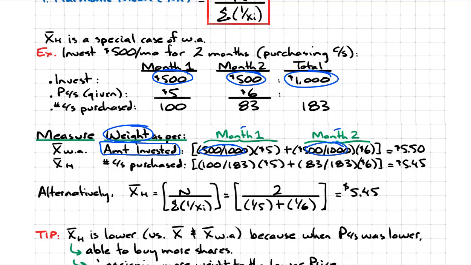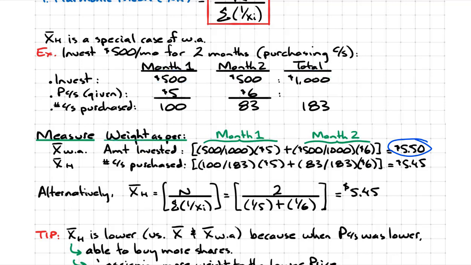So therefore, the month 1 stock price was $5. That gets a 50% weight. Month 2 is $6. That gets a 50% weight. So your weighted average would be $5.50. That's straightforward enough. But look at harmonic mean.